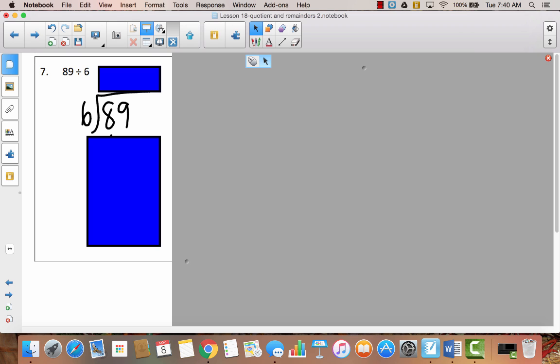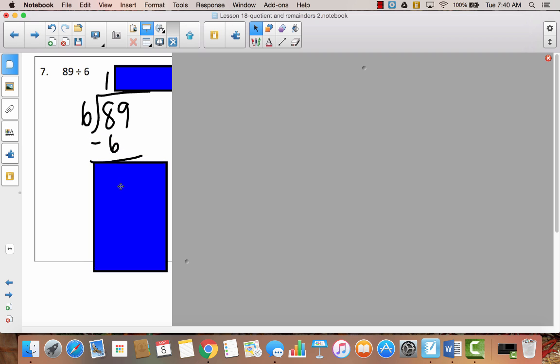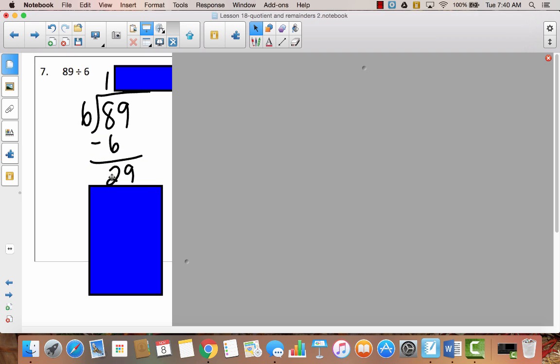Okay, so we had 89 divided by 6. So the first thing I had to do is figure out how many 6's were in 8 10s. Well, I knew that that would be 1. So I went ahead and multiplied 1 times 6, which gave me 6. So I had 2 10s left over. I took my 2 10s and I added them to my 9 1s, and that gave me 29 1s.